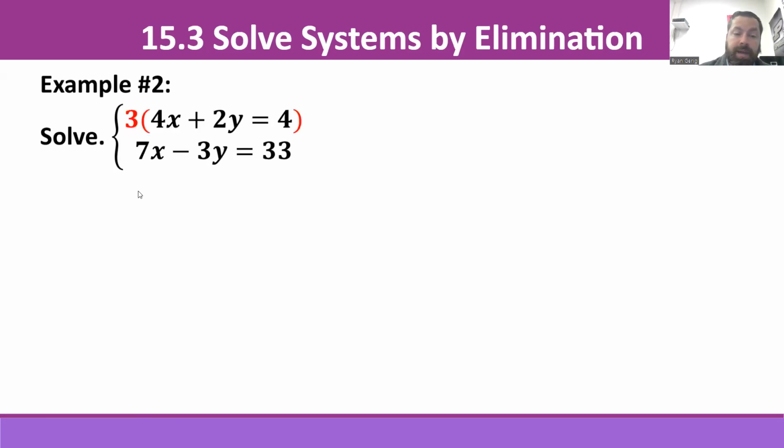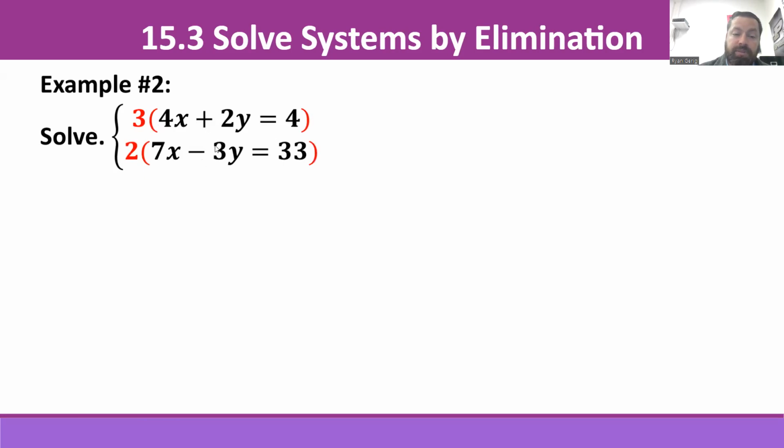Now, to get these matched up, I see that 3 times 2 gives me 6, and I see that 2 times -3 gives me -6. And if I can get 6y and -6y, I know that those are going to add to 0. So I'm going to do that. I'm going to multiply the top equation by 3 and the bottom equation by 2.